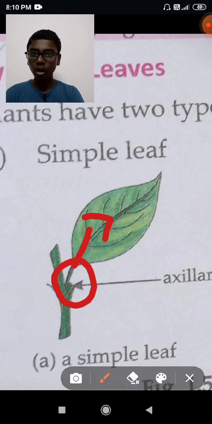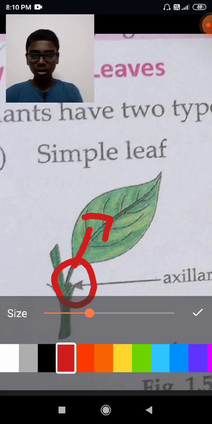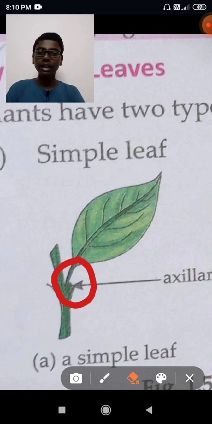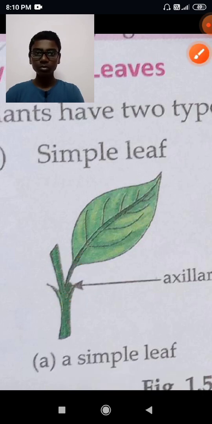I'm not writing it, I'm just telling it. This part is known as the axil, and in the axil, the axillary bud is present. Now we will know what is a compound leaf.